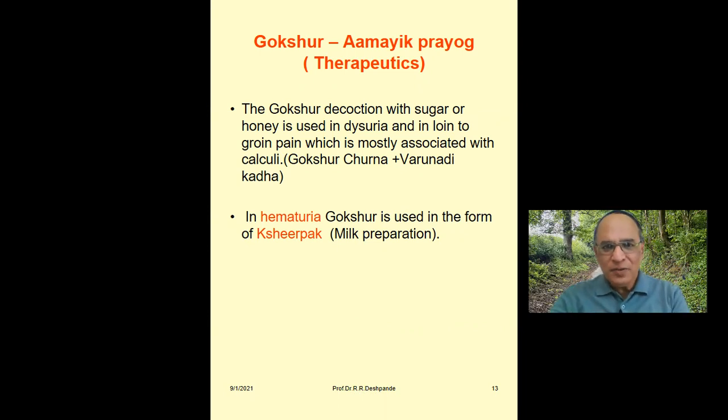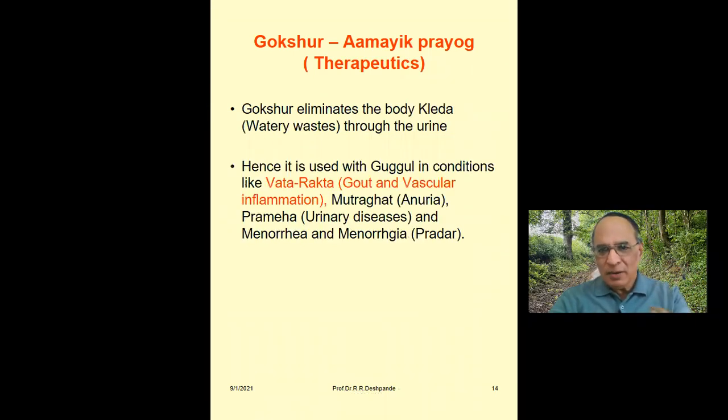In hematuria, Gokshur is used in the form of Kshira Pak. Remember, whenever there is blood in the urine, Gokshur should be cooked in milk. Milk preparation should be used. Another therapeutic use: Gokshur eliminates the body kleda, that is watery waste, through the urine. Hence, it is used with Guggulu in conditions like Vata Rakta, gout, or vascular inflammation.